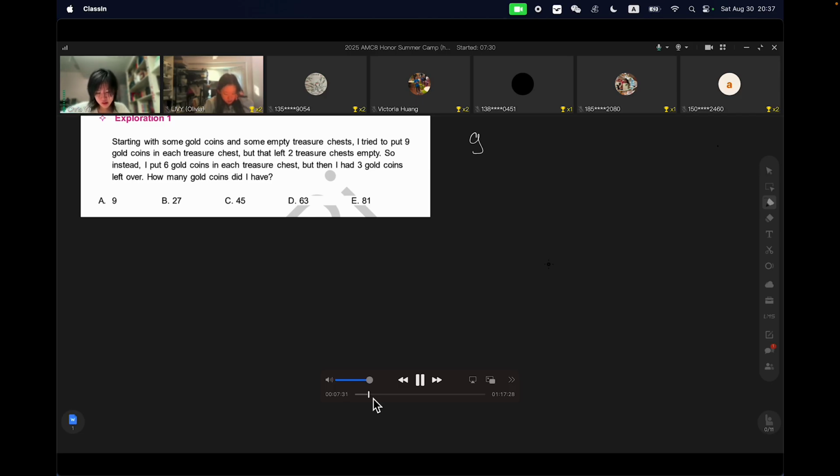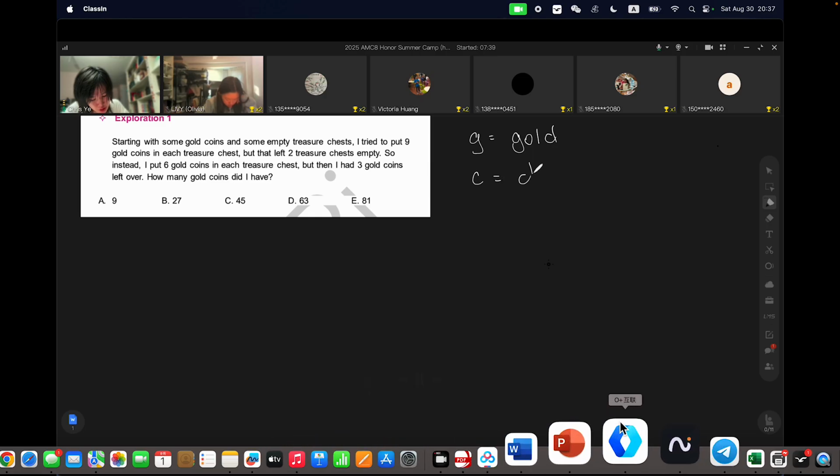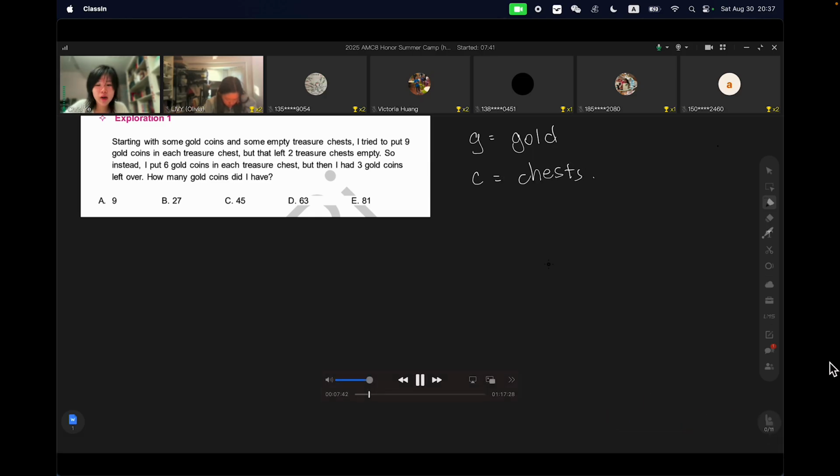So as I was saying, let's say that G represents the number of gold coins that we have, and C represents the number of chests. By turning this problem into two equations, we know that if we put 9 gold coins into each treasure chest, then we would have 9C gold coins in total. But then there would be 2 treasure chests empty, which is 18 gold. That means that 9C minus 18 will equal G. And it says that 6 gold coins in each treasure chest would lead to 3 gold coins being left over. So 6C plus 3 is also equal to G.